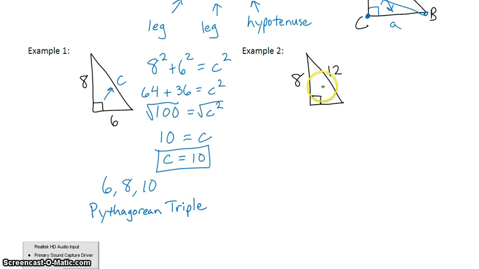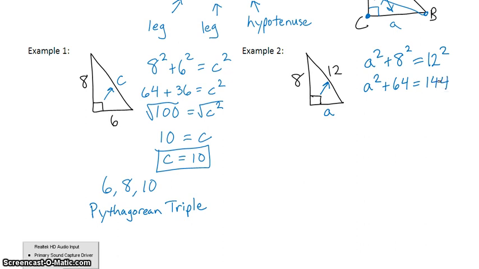Looking at example 2, find that right angle, follow it across the triangle. There's our hypotenuse. The missing side in this case is a leg. It doesn't matter if we call it A or B. I'm going to pick A. Plugging our values into the Pythagorean theorem, we end up with a squared plus 8 squared equals 12 squared. 8 squared is 64 and 12 squared is 144.